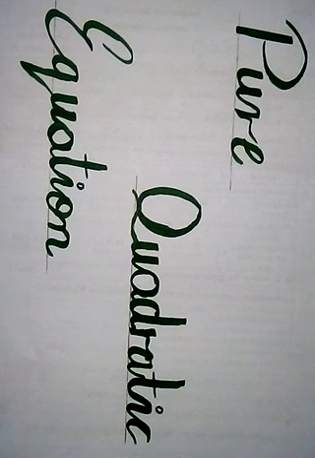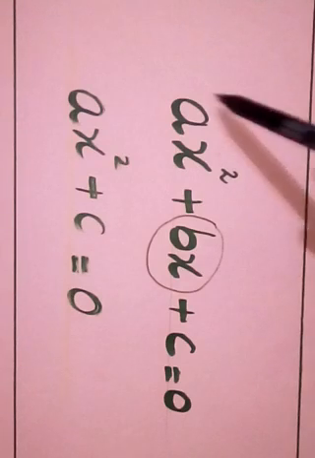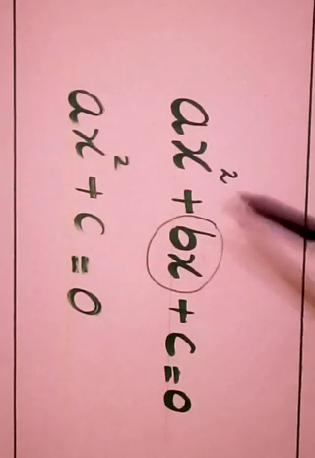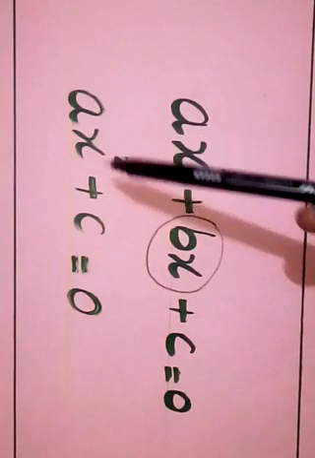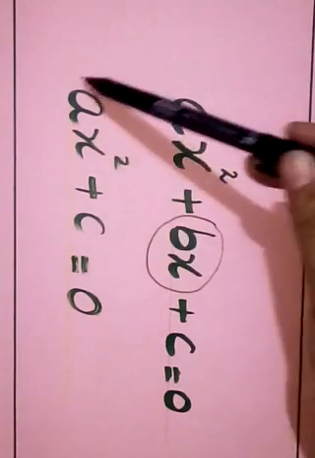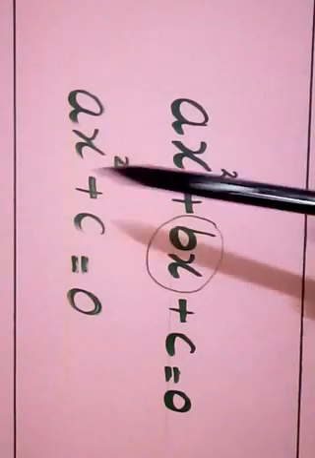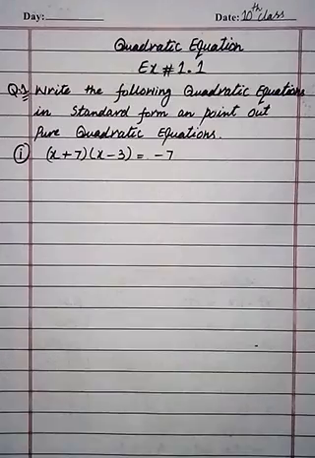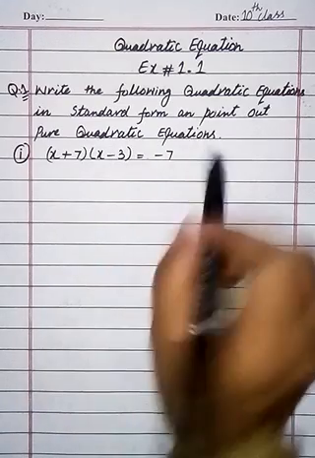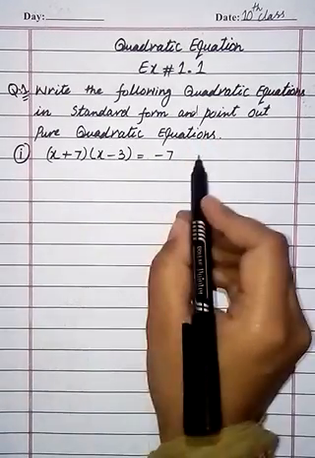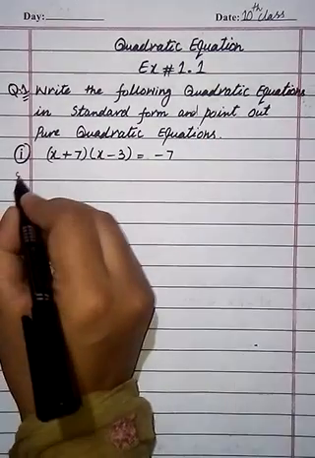And you also have to know about the pure quadratic equation. Let's see what a pure quadratic equation is. This is the standard form of a quadratic equation. For example, if you skip the bx term, the remaining terms are ax square plus c equals 0. So it is known as a pure quadratic equation. Let's see question number 1. Write the following quadratic equations in standard form and point out the pure quadratic equation. So let's see the solution of the first part.